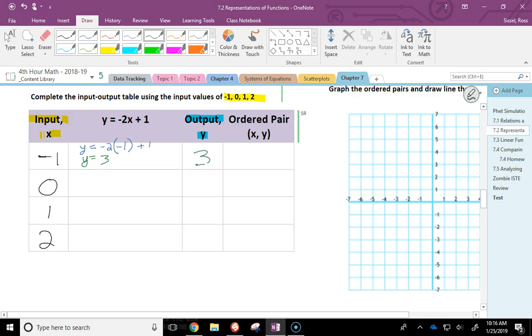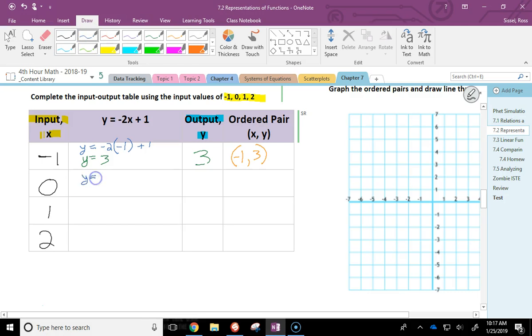My input's negative 1. My output is 3. So my ordered pair is negative 1, positive 3. Haven't we done this before? Something very similar to it. Yep. I like that you caught on to that. We've done this stuff before when we didn't call it an input-output table, but when we gave you a function or a rule, we had to graph it, and we used that table. We did exactly like this. So it should be a pretty easy review today. I like that you remember that. That's good.